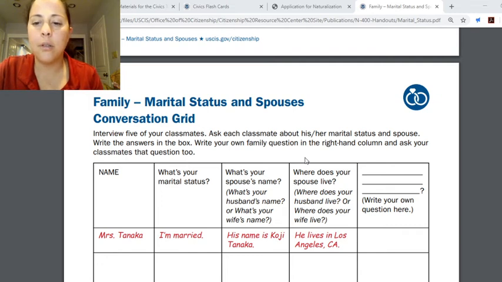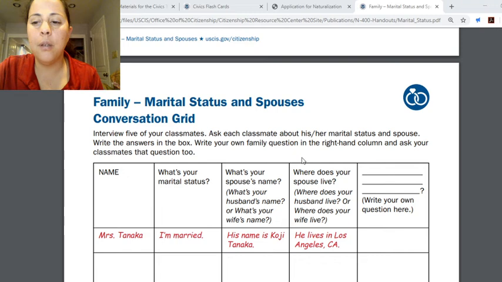Let's look at the questions. What is your friend's name? What is your friend's marital status? Are they married, single, divorced, widowed? What's their spouse's name? What's their husband's name? What's their wife's name? Where does their spouse live? Where does their husband or wife live? And then you can make your own question here.